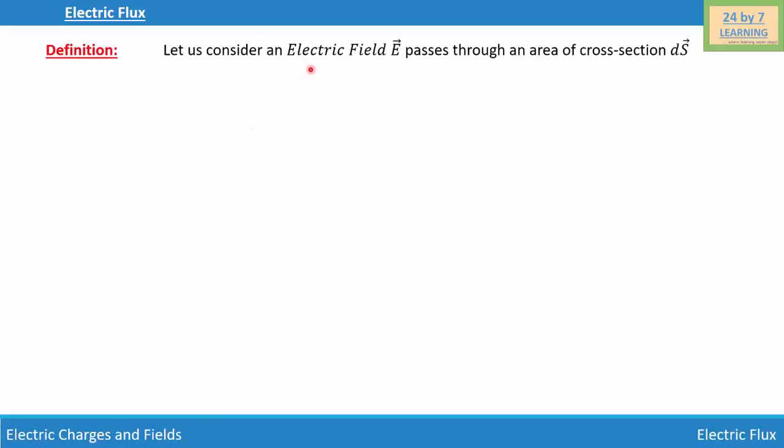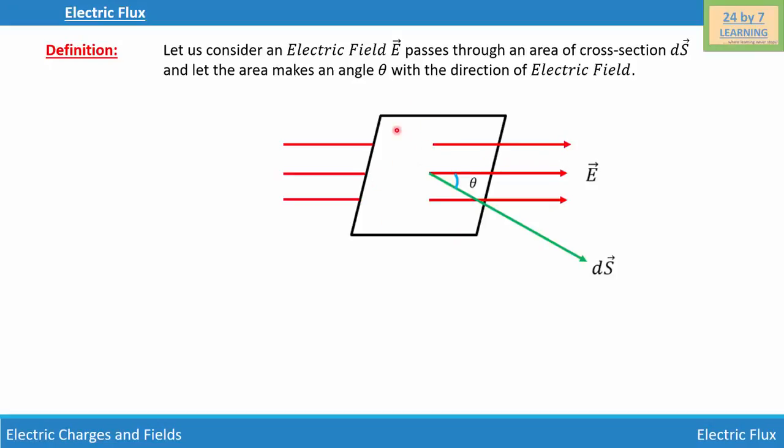Electric flux. Let us consider an electric field E that passes through an area of cross section ds, and let the area make an angle theta with the direction of the electric field. In order to explain the electric flux, I'm going to use this information to draw a figure.